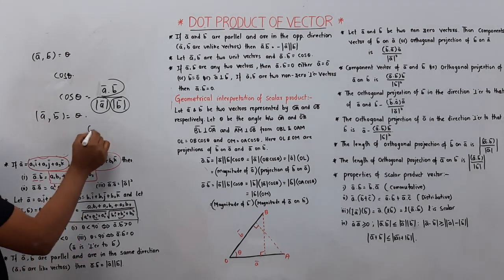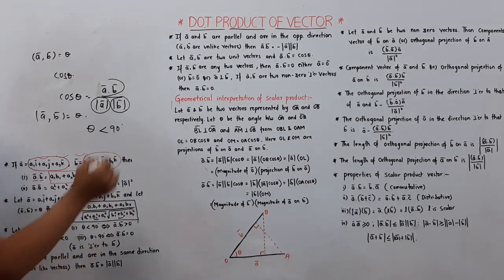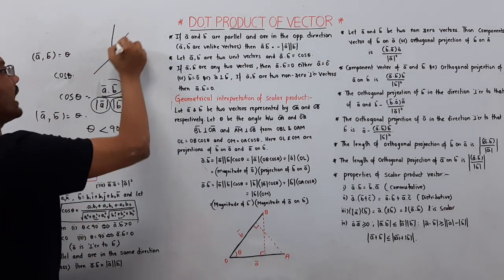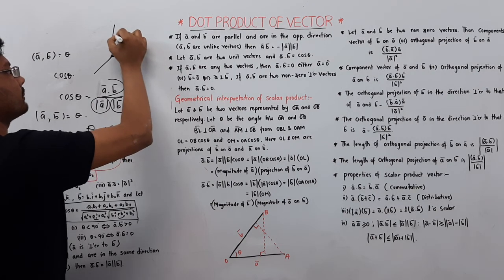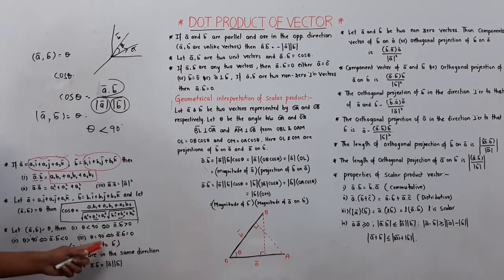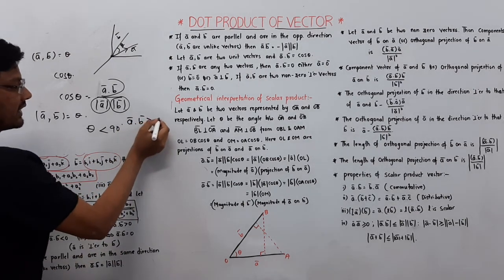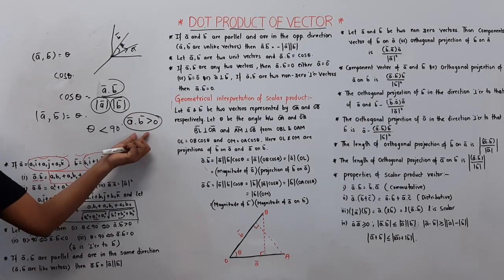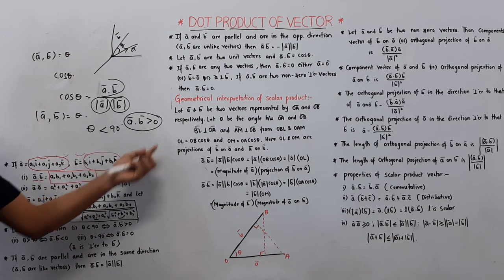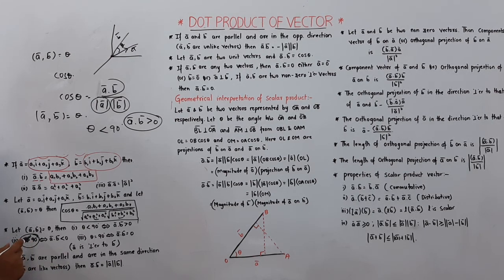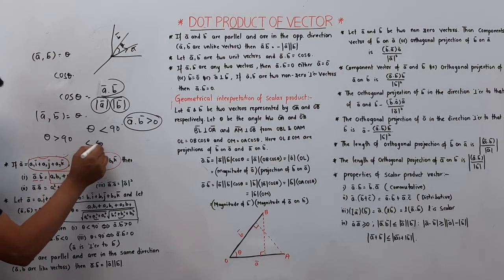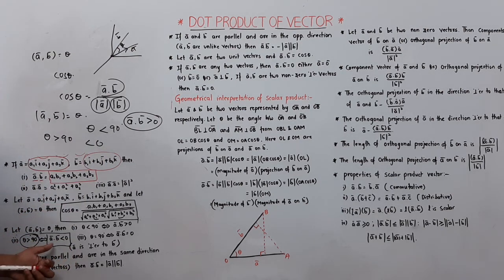If theta is less than 90 degrees, the angle between the two vectors A bar and B bar, then the dot product, the scalar product of the vectors, has a value greater than 0. And if theta is greater than 90 degrees, then the dot product A bar dot B bar is less than 0.